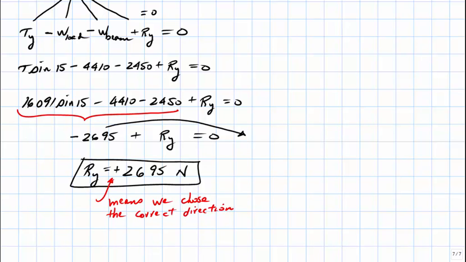If we obtained a negative value, on the other hand, the answer would still be 2695. However, R sub y would be directed downwards. It just simply means that we chose the wrong direction for R sub y. And that completes this lecture.